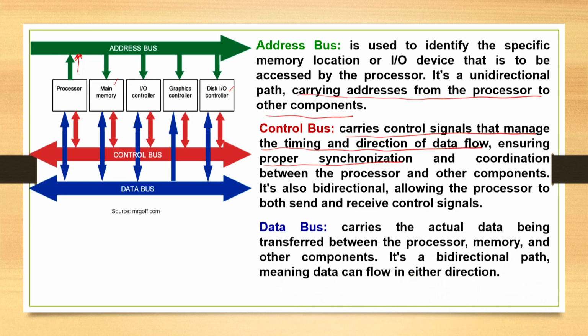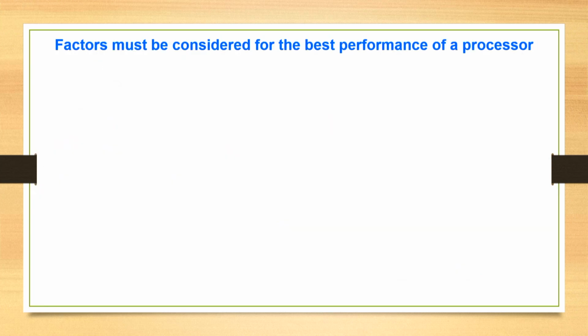The third type of bus is the data bus. So what is the data bus? It carries the data that is transferred between the processor, memory and other components. It's also a bidirectional path because data can flow in either direction. So this was about the different types of buses: address bus, control bus and the data bus.